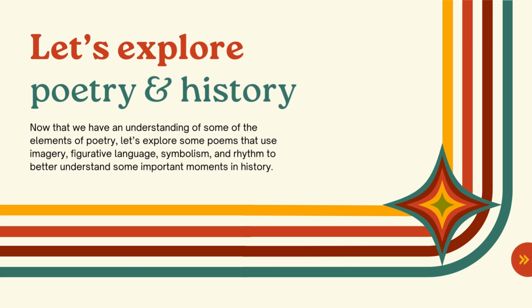So now that we have this understanding, let's explore some poetry and history. We're going to look at poems that use imagery, figurative language, symbolism, and rhythm to better understand some important moments in history. You'll have a chance to look at World War I, the United States Civil Rights Movement, the labor movement across the world, and in the aftermath of 9/11.